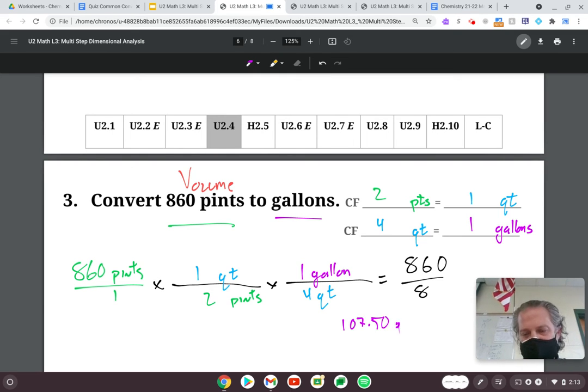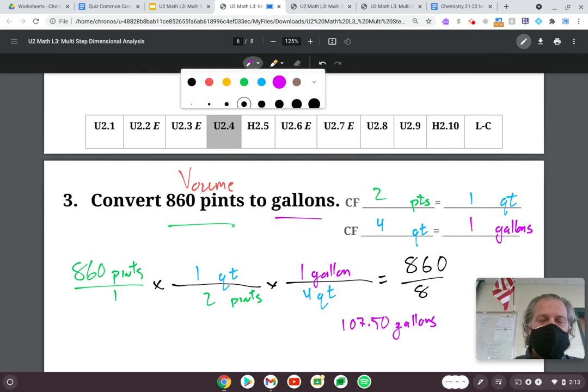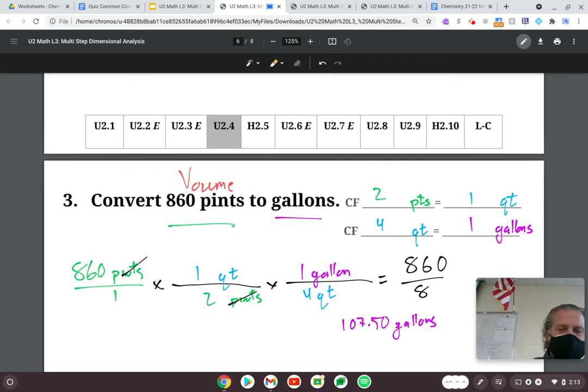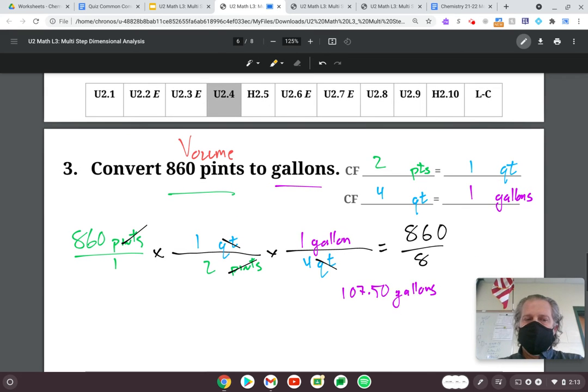Let's say 0 gallons. And going back and checking, we see that pints cancel out, quarts cancel out, and we're left with gallons. Hopefully. All right. To try to be consistent with having like 2 decimals for everything, but the calculator gave you 107.5, totally fine.